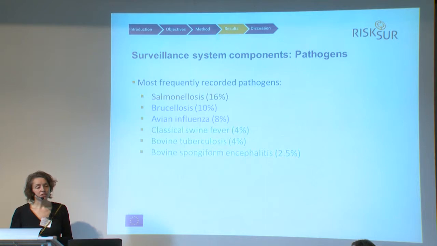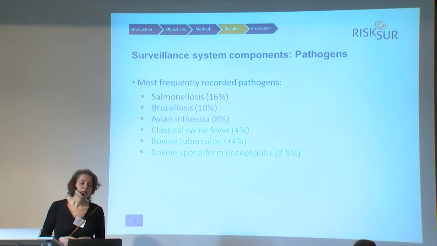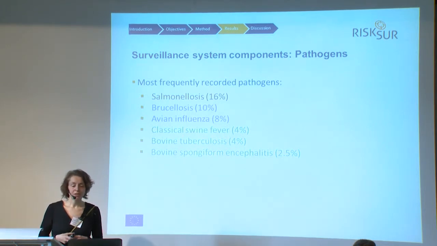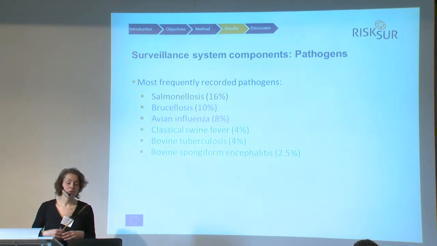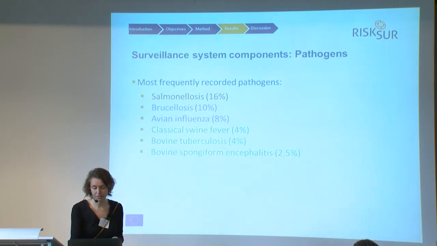Looking at the pathogens, we saw that the most frequently recorded one was Salmonella, which was listed in 16% of all the components recorded. Brucellosis was the second one with 10%, and then avian influenza. And also frequently mentioned were classical swine fever, bovine tuberculosis, and BSE. And all the other pathogens, there were many more, were recorded at 2% or less.